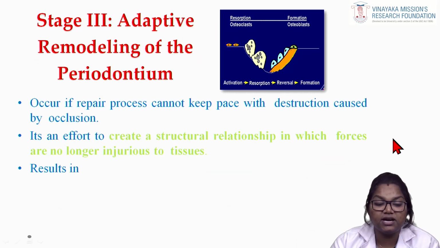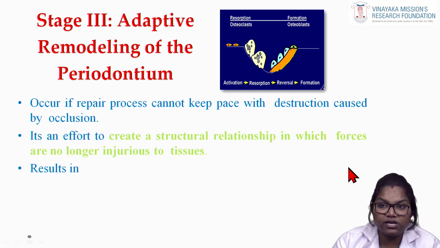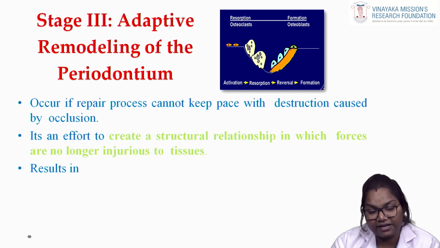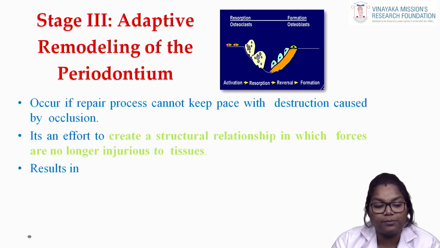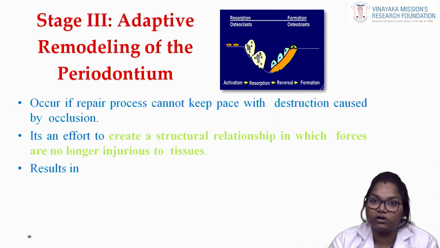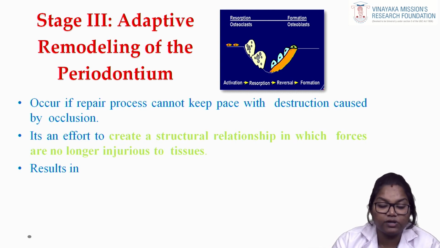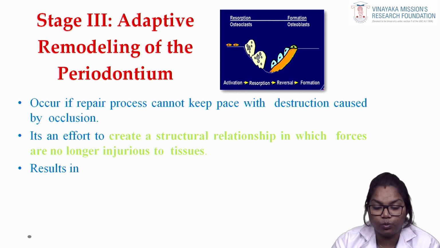Next, stage 3 is your adaptive remodeling of the periodontium. It occurs if the repair process cannot keep pace with the destruction caused by the occlusion. As I have already mentioned, injury is being caused and a repair is being done to nullify that injury. When the injury exceeds the reparative capacity of the tissues, there will be complete destruction, and to nullify this destruction, a remodeling process takes place. It is an effort to create a structural relationship in which the forces are no longer injurious to tissues.